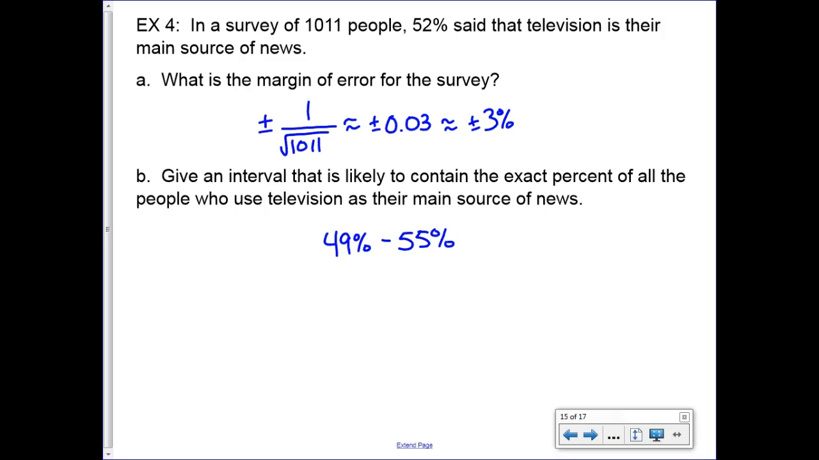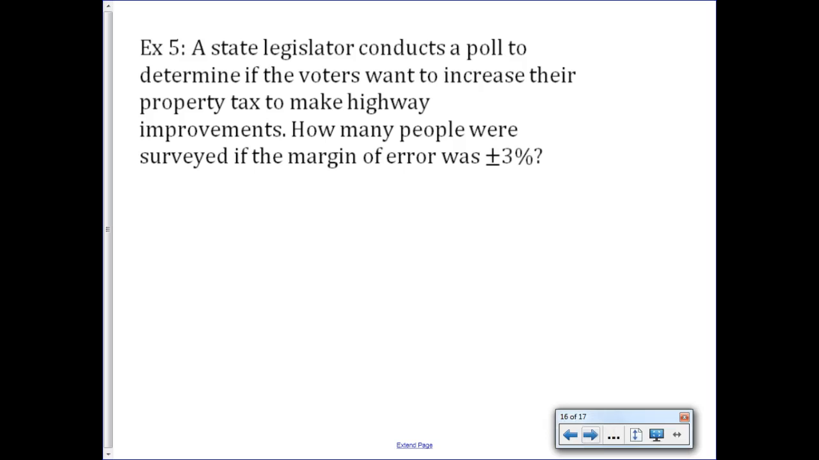So hopefully you're seeing that the more people you have, the smaller the margin of error becomes. So you want to include more people in your sample so that you don't have as big of a margin of error when you're trying to make conclusions. Okay, so I'm going to kind of work backwards on this one.